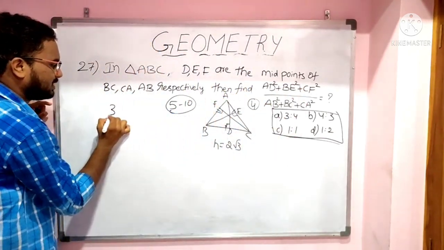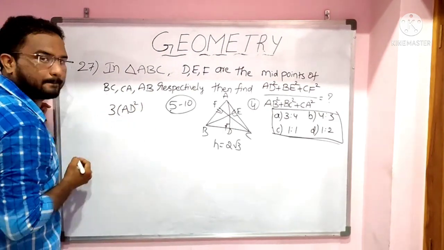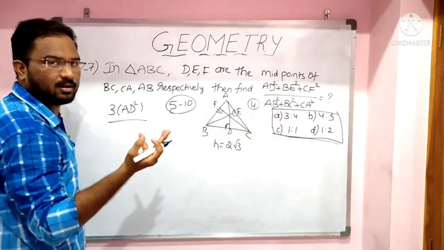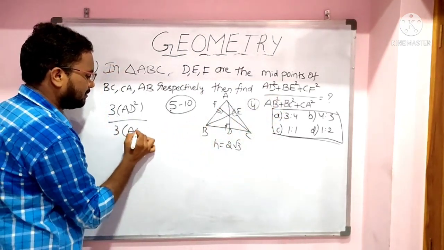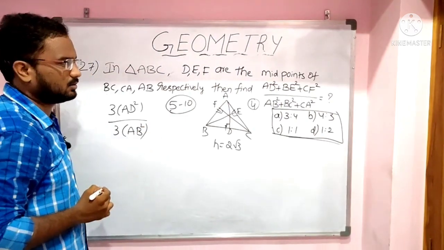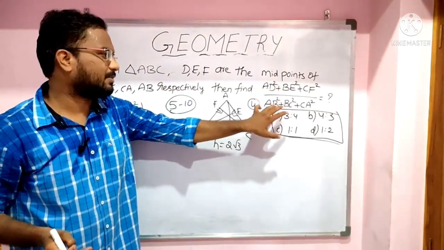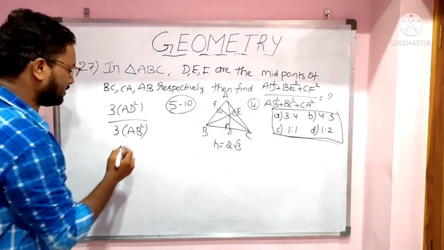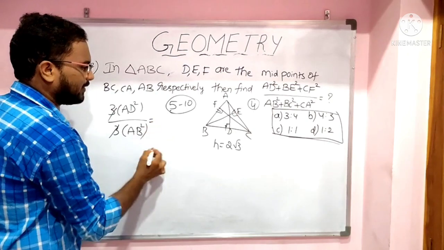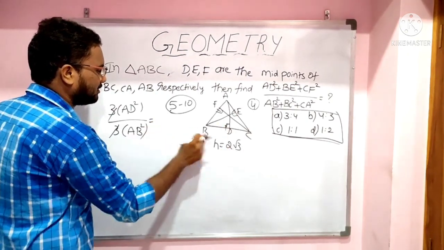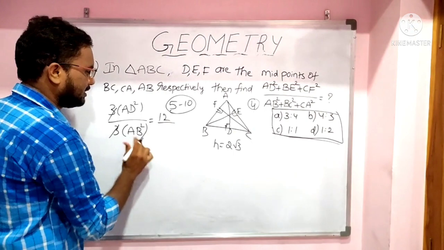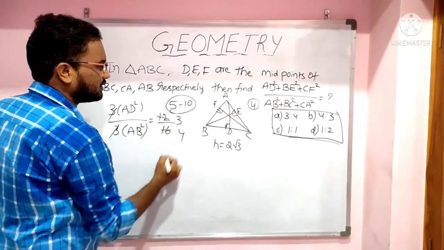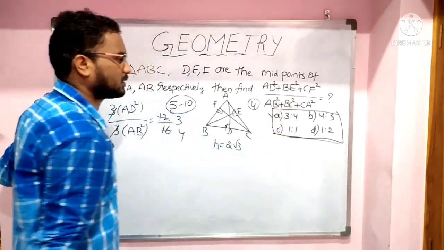So we can write it as 3 into AD square by, since AB, BC, CA are all equal, 3 into AB square. AD, BE, CF are all equal and AB, BC, CA are all equal. So 3 into AD square by 3 into AB square. The 3s cancel. AD means height, 2 root 3 square, 4 times 3 is 12, by AB square, which is 4 square, 16. So the answer is 12 by 16, 3 is to 4.